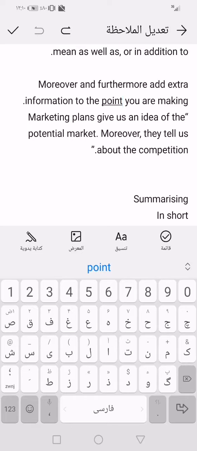Marketing plans give us an idea of the potential market. Moreover, they tell us about the competition.